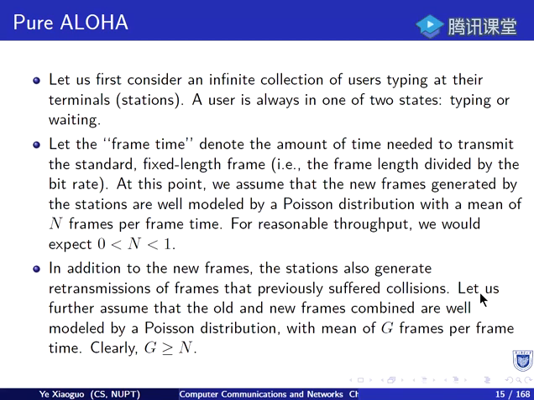We should model the problem at first, right? So let's further assume that the old and new frames combined are well modeled by a Poisson distribution with a mean of G frames per frame time. Clearly, G is larger than N.